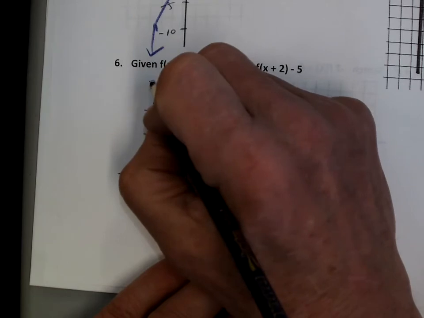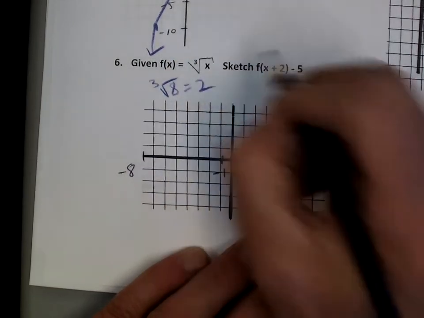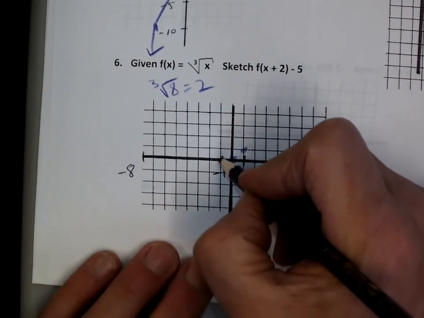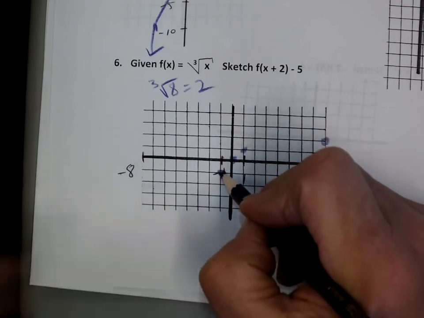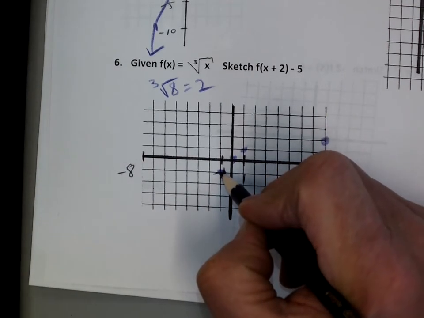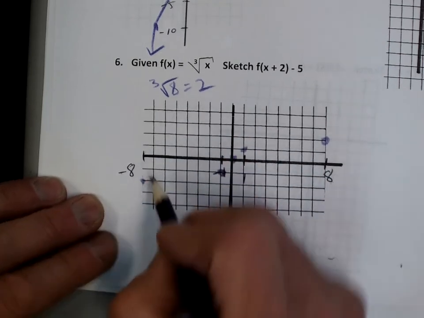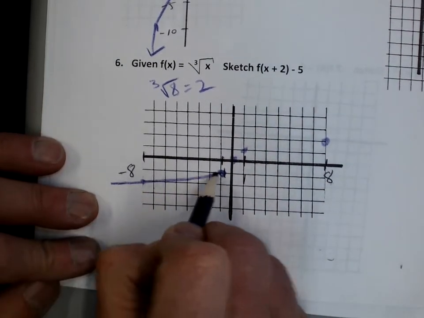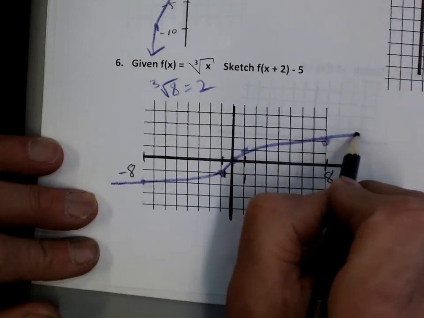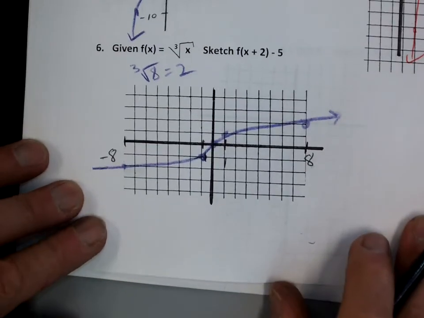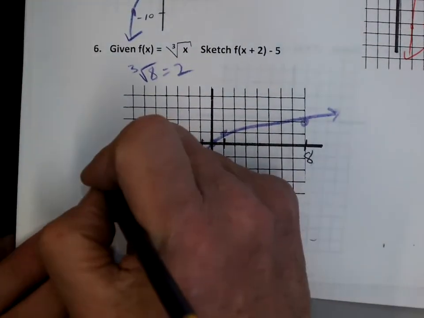Cube root of 8 is 2, okay? So then the cube root of negative 1 is negative 1, because negative 1 times negative 1 times negative 1 is negative 1. And the cube root of negative 8 is negative 2. So this graph looks like this. And you can put this on Desmos or on your calculator if you don't quite remember how it looks. But that's the parent. That's my parent function.